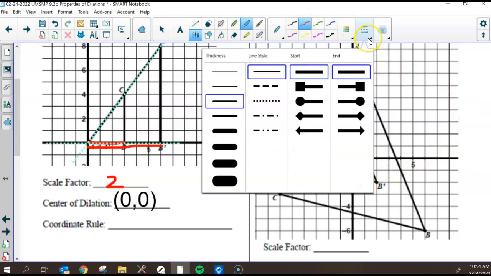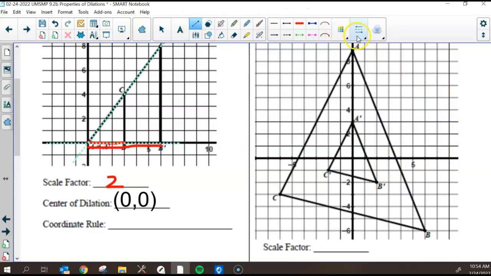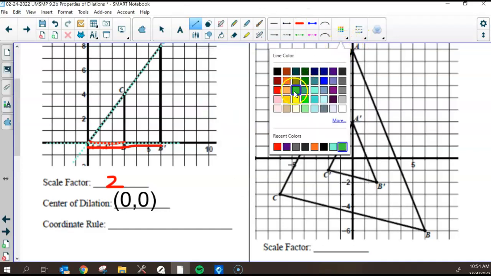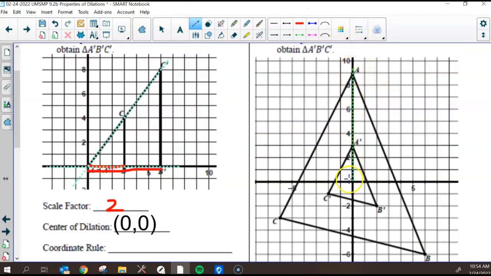But what I can always measure is the distance from what appears to be the center. Let's find that center first. Let's not just guess. Let's find that center first. What we're going to do, yep, I'm ready to go. We are going to line up A with A prime.